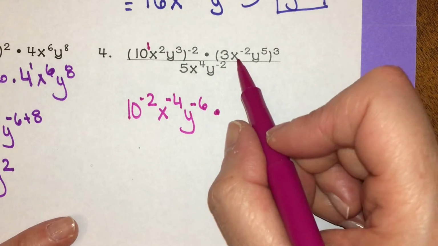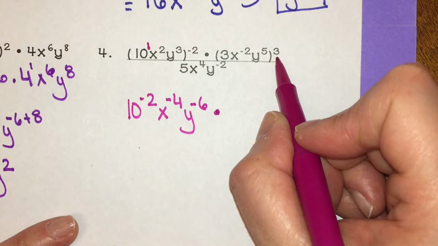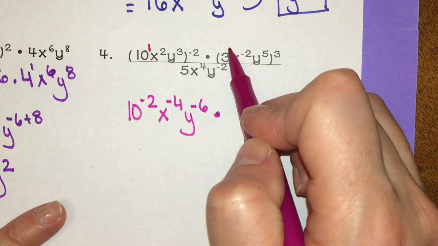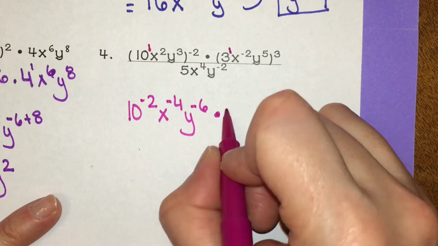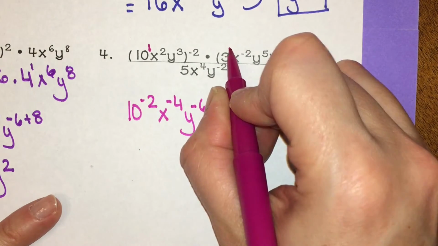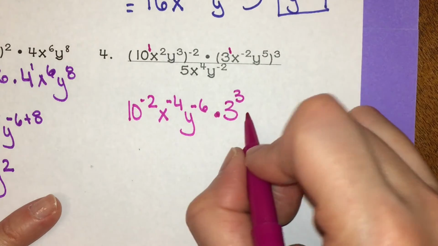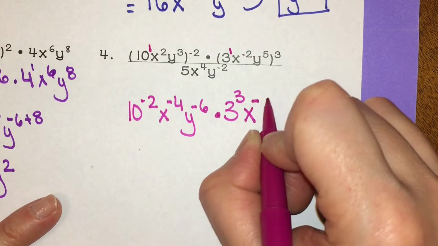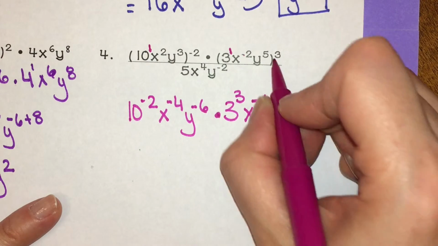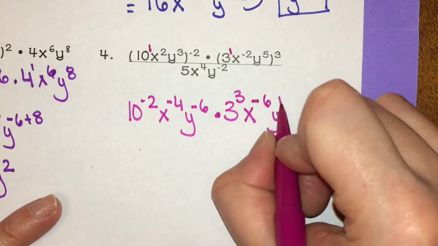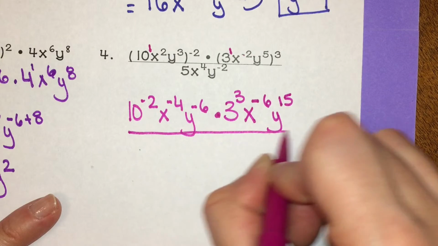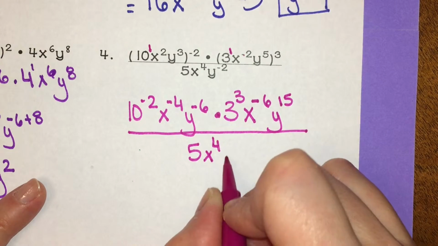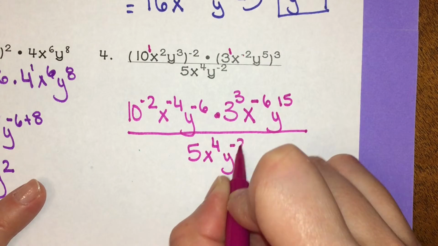Multiplied by, here we have to the power of 3. So raise 3 to the power of 1. So we have 3 to the power of 1 times 3 is 3. X to the power of negative 2 times 3 is negative 6. Y to the power of 5 times 3 is 15. Over 5, x to the fourth, y to the negative second.